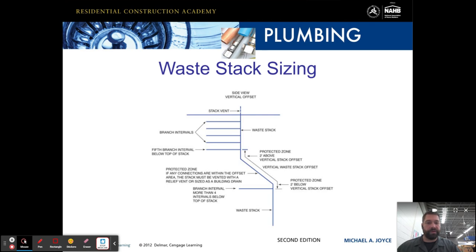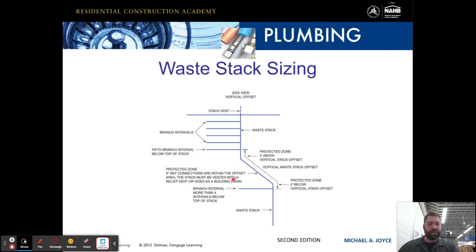Here's a side view of a vertical offset. So here we go with our branch intervals, 1, 2, 3, 4. But this 5th branch interval is below the top of the stack. Here we have the protected zone, which is 2 feet above the vertical stack offset. So this is our stack offset, which is about 45 degrees. So we need to be 2 feet above that. And again, we have to be 2 feet below the vertical stack offset for this one. So here's our offset. We have to come down 2 feet.